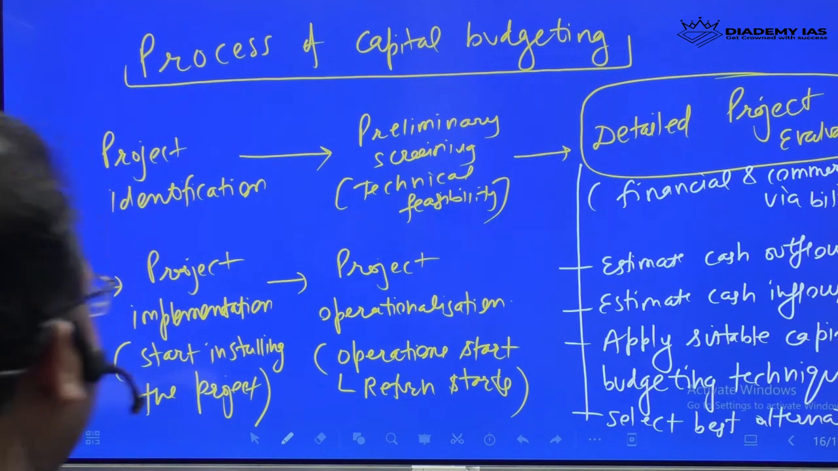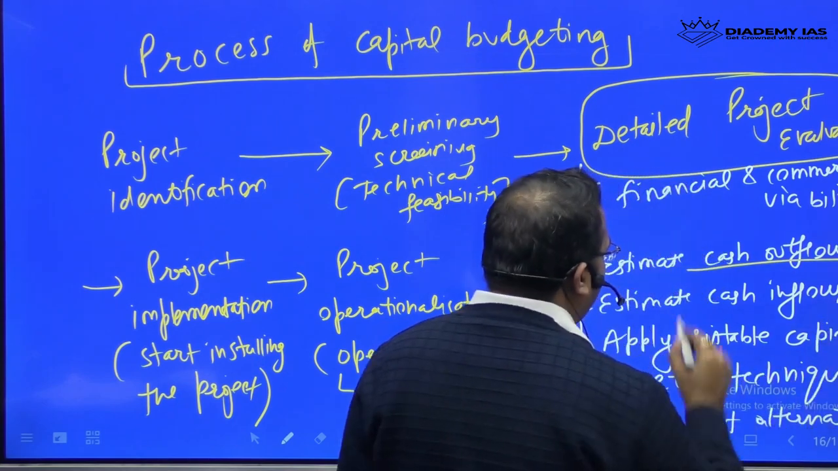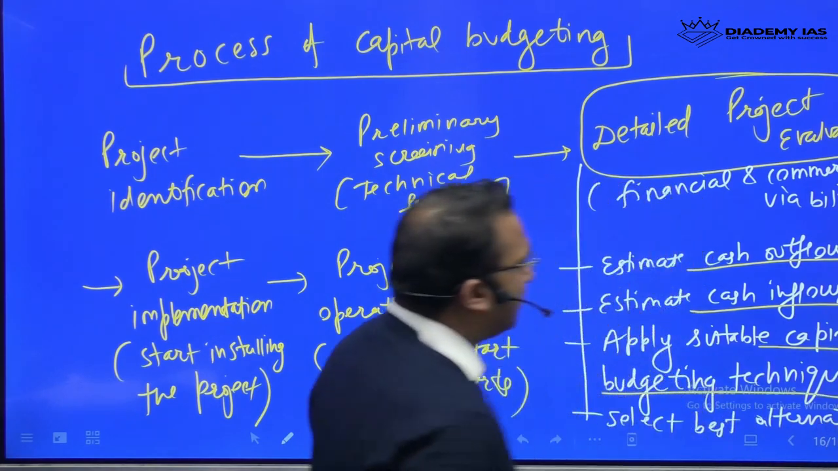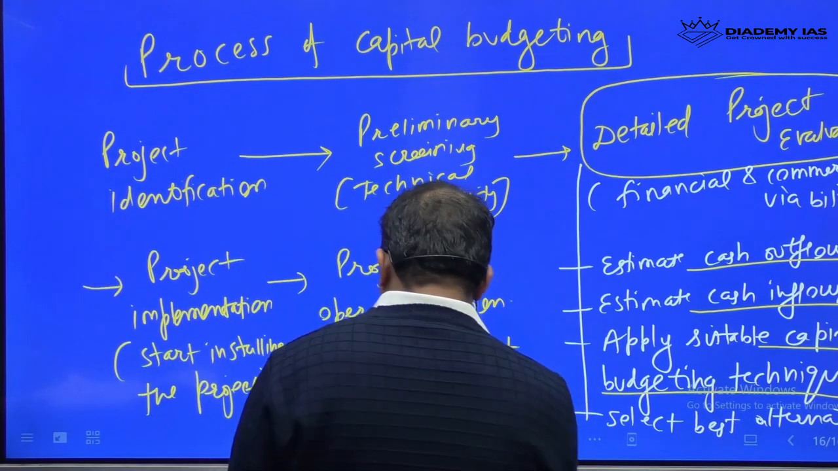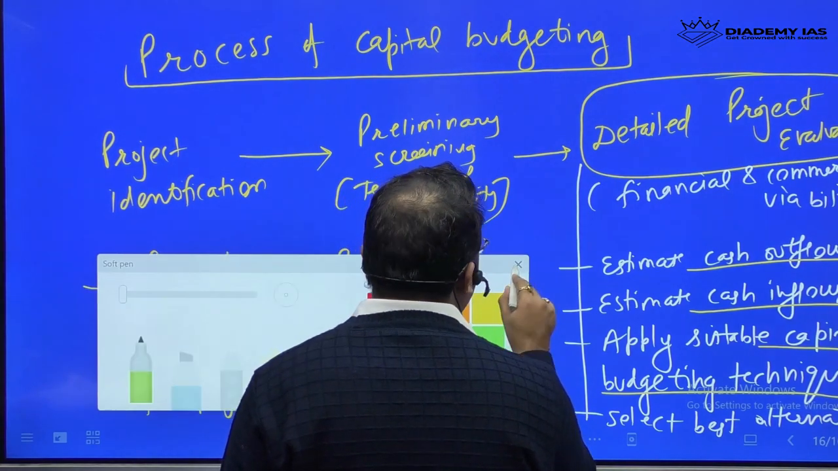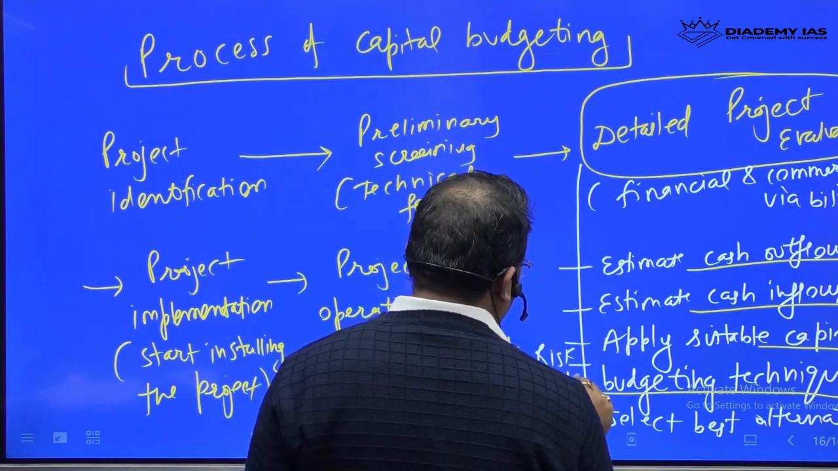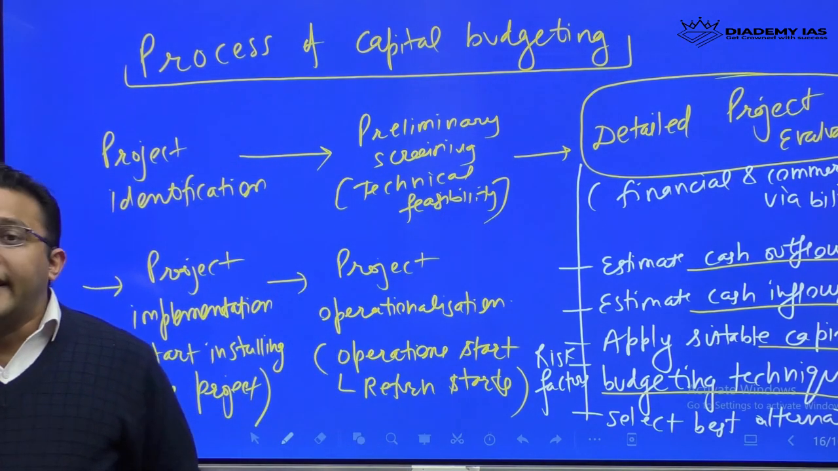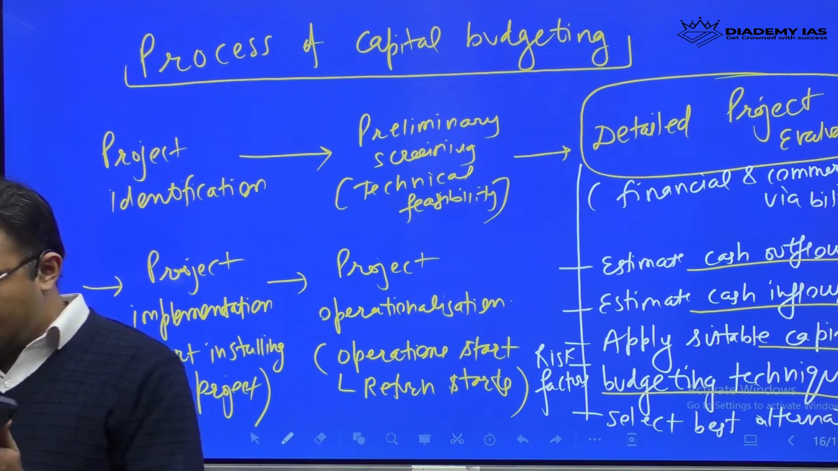So our role, that is the capital budgeting role, will be in the detailed project evaluation. Okay, so we will learn how to estimate cash outflow, how to estimate cash inflow, and we will learn the various capital budgeting techniques. This is the numerical part. And here one more thing that we do is we take into account the risk factors. Like there is a risk of low return, there is a risk of high outflow. So multiple kinds of risk can be there.